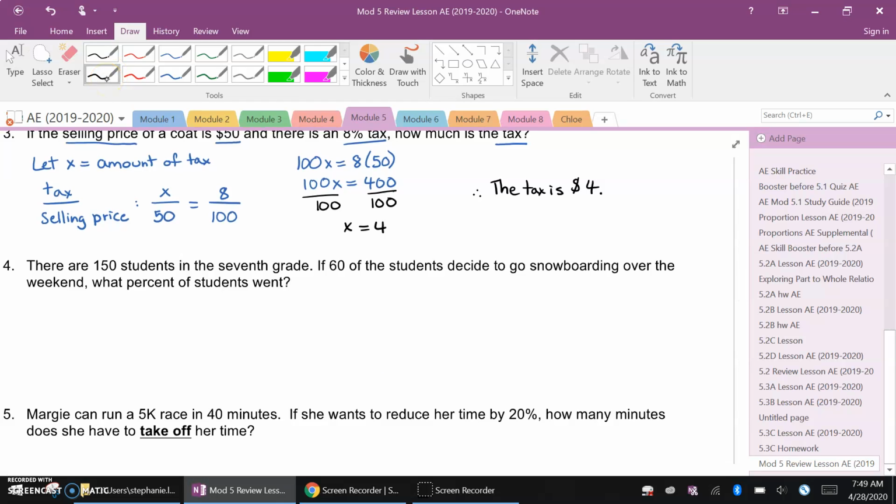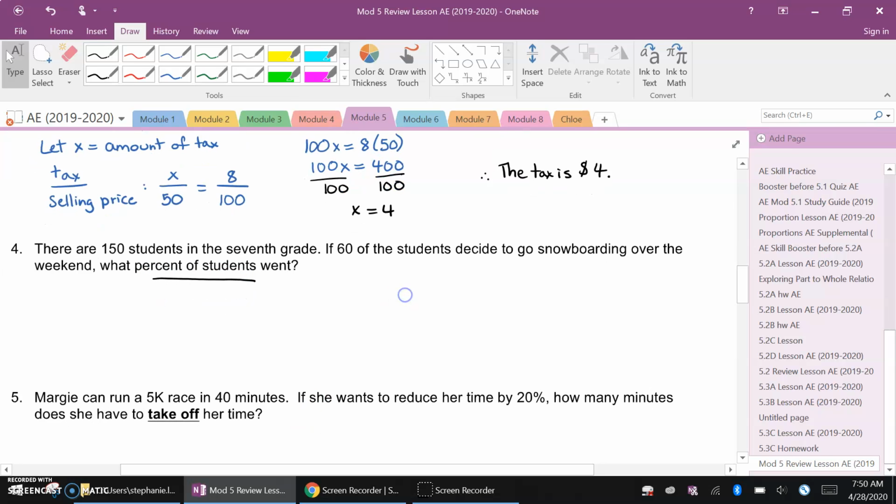Okay, so number 4 says there are 150 students in the 7th grade. If 60 of the students decide to go snowboarding over the weekend, what percent of students went? So what we're looking for here is going to be the percent. So we want X is percent, and if it helps you, you can put percent snowboarding, and that's fine. That will give you what you need.